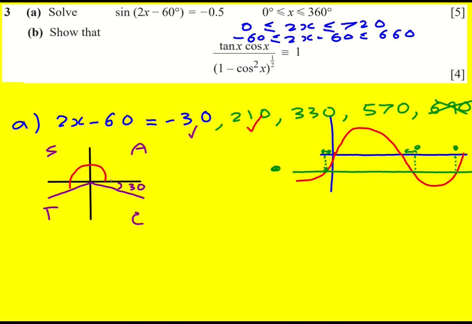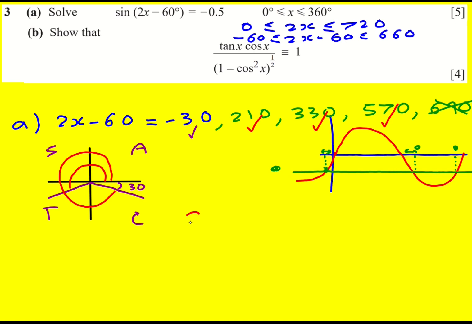And then to get the next one, we just keep going. Actually, it's going to be 360 minus 30. And then you just keep adding on 360 in the same sort of way, 570 being our other one. So that's a way of explaining it using CAST diagrams. Sometimes people do it slightly differently, but that does get us the same answers. Hopefully you're happy with that.